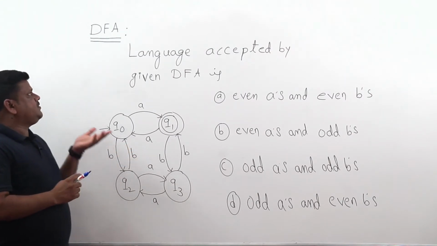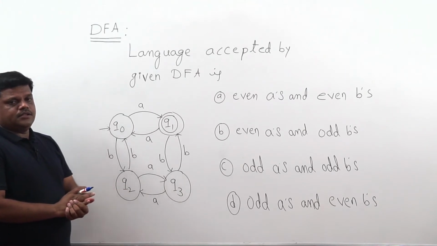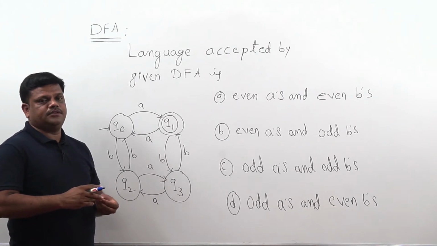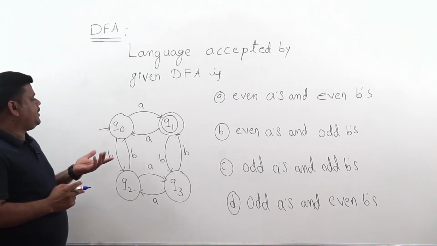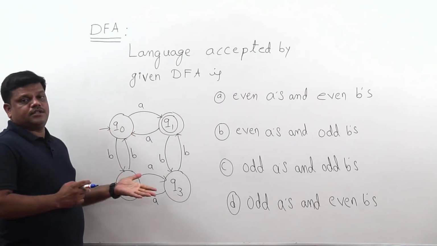See this one, what is DFA? We have explained already. DFA is a finite automata in which from every state on every input symbol exactly one transition should exist. See this automata, here we are having 4 states, Q0 state, Q1 state, Q2 state, Q3 state.